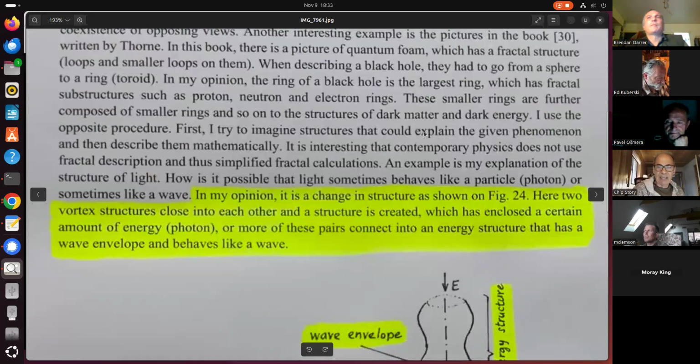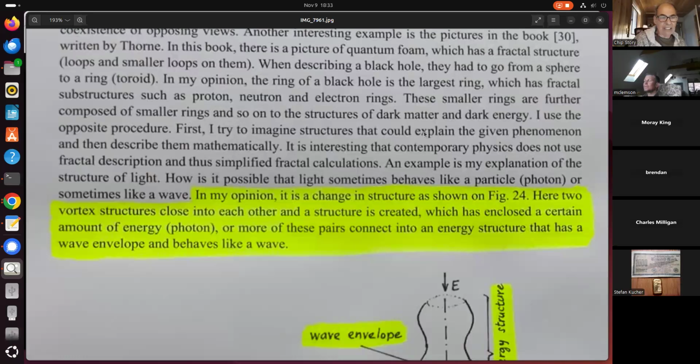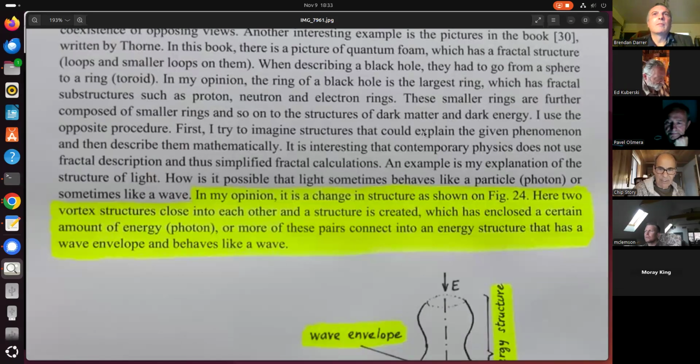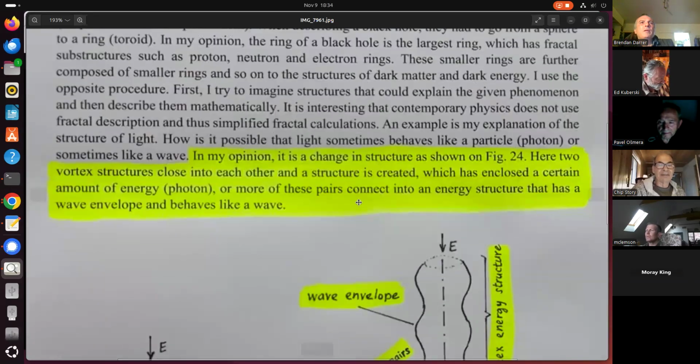Yeah. Fascinating. These smaller rings are further composed of smaller rings, and so on to the structures of dark matter and energy. I use the opposite procedure. First, I try to imagine structures that could explain the given phenomena and then describe them mathematically. It is interesting that contemporary physics does not use fractal description. Yeah, exactly. And thus simplified fractal calculations.